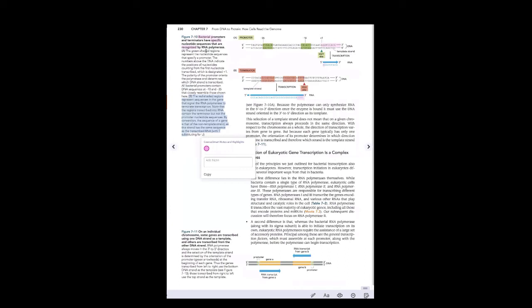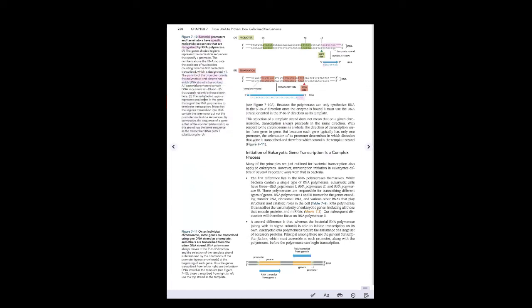The green shaded regions represent the nucleotide sequences that specify a promoter. The numbers above the DNA indicate the positions of nucleotides counting from the first nucleotide transcribed, which is designated +1. The polarity of the promoter orients the polymerase and determines which DNA strand is transcribed.